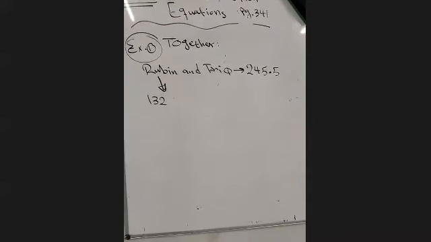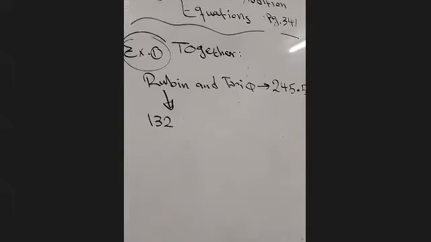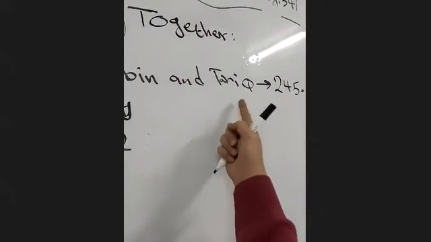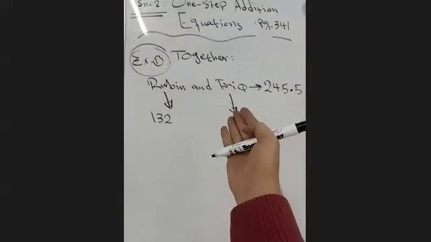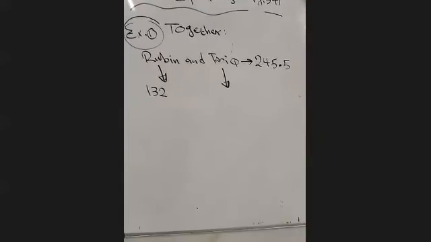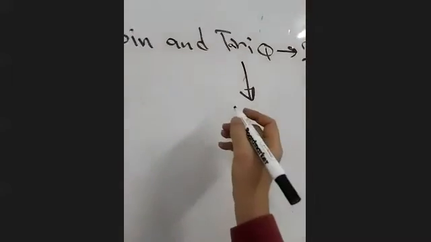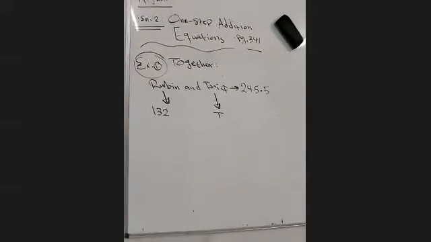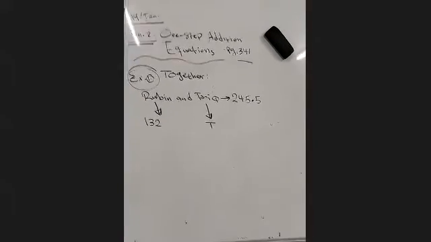Write an addition equation that can be used to find how many megabytes of music Tariq downloaded. Good. So the question asks about Tariq. Ruben downloaded 132. The question wants me to find how much Tariq downloaded. Do we know? No. So variable. Remember, anything unknown, give it a variable. So let Tariq be T. T for Tariq. Okay.